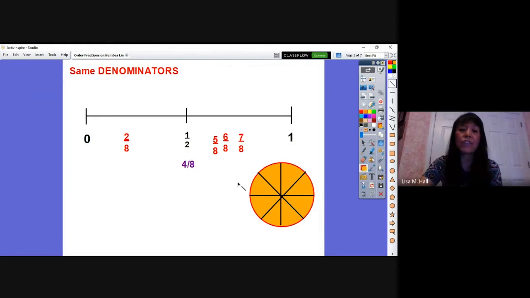We now have eighths, so if I have 2/8, I only need 2 pieces. 4/8 would be 1/2, as we see here. 5/8 would be 5 pieces. 6/8 would be 6 pieces, and 7/8 would be 7 pieces. So I'm fairly confident that these are in order from least to greatest because the denominators, the size of the piece, is all the same.